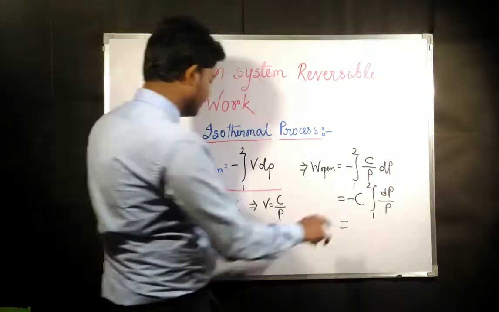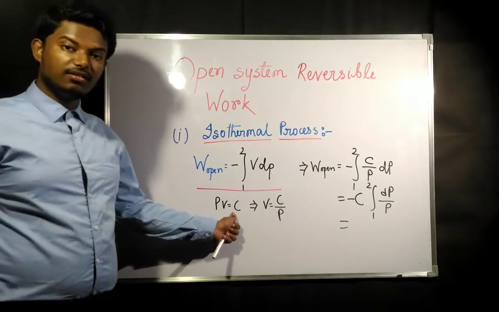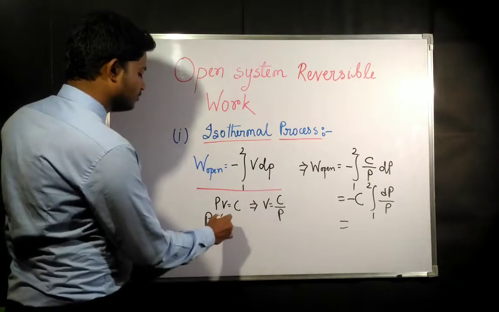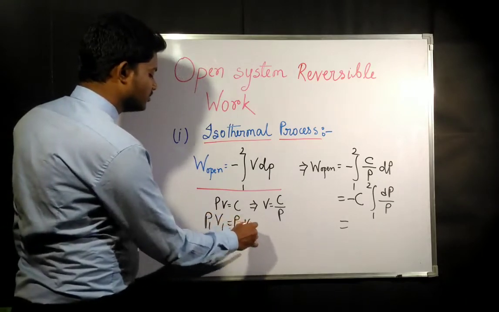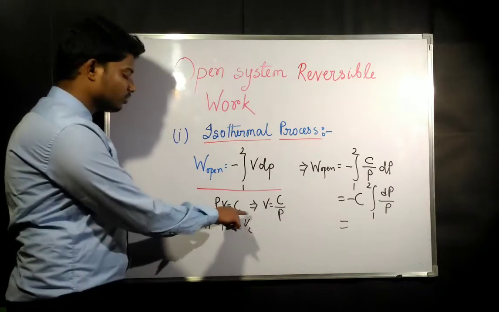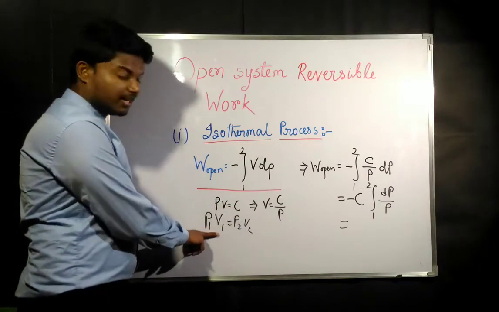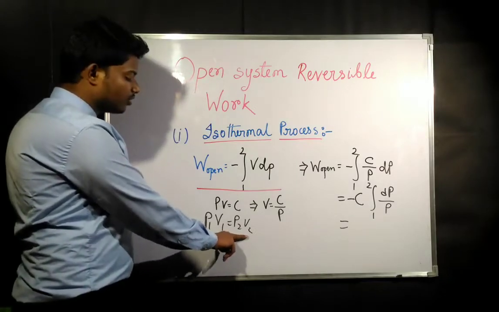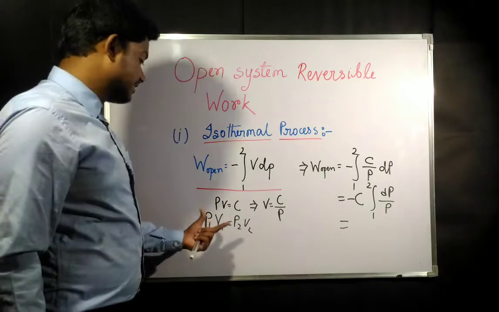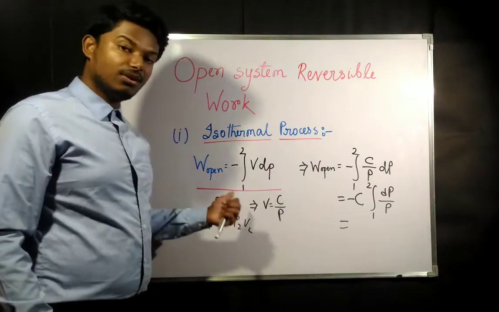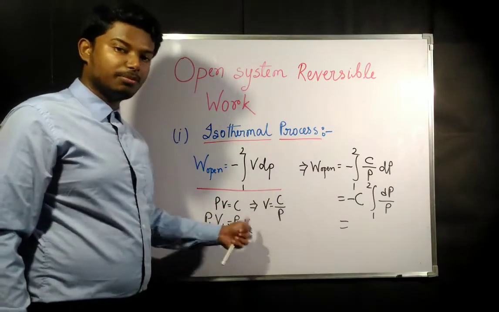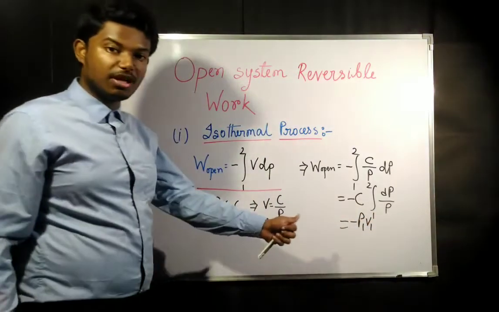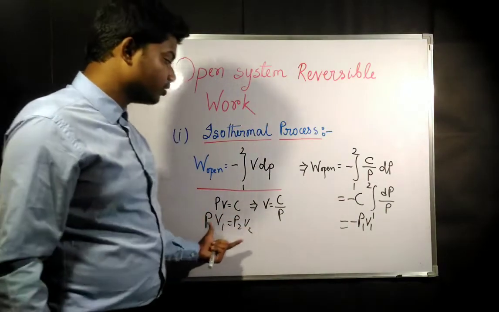Now the value of C is nothing but P into V. Since PV is constant, we can write P1 V1 equals P2 V2. That means the product of pressure and volume is always constant, whether we take it at point 1 or point 2. So in place of C we can write P1 V1 or P2 V2. I am writing minus P1 V1; you can also write P2 V2 because these are the same.